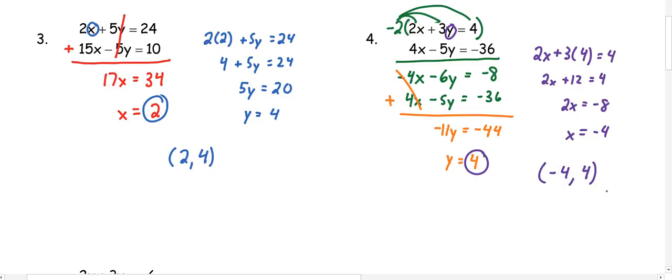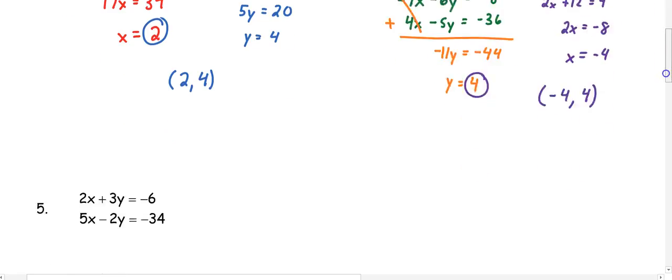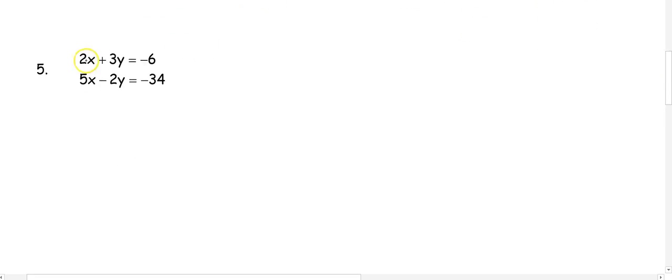Remember, when you're writing ordered pairs, it's always your x comma y coordinate. It's not which one you solve for first, it's always x comma y. Let's look at one last problem. So 2x plus 3y equals negative 6. 5x minus 2y equals negative 34.